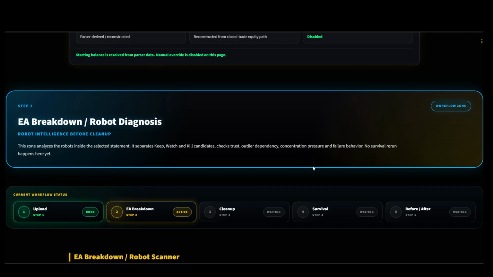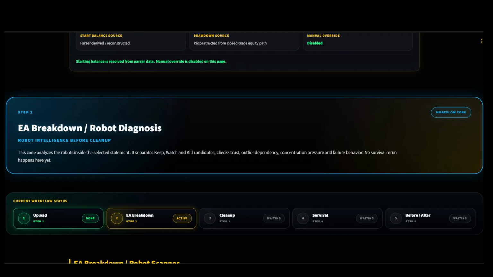So when a robot is not immediately classified as a clean keep, it does not automatically mean the robot is useless or bad. It means the tool wants more caution, more context, or a deeper look before trusting it with capital inside the full account. And that is exactly why I built this workflow in steps. Because the first verdict is not the full story. The deeper tables, the contributor layers, the cleanup logic, and the survival simulation together show what is really happening inside the portfolio. Now we move into the actual EA breakdown layer.